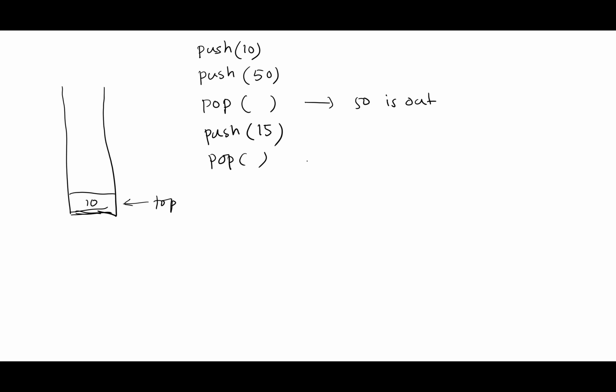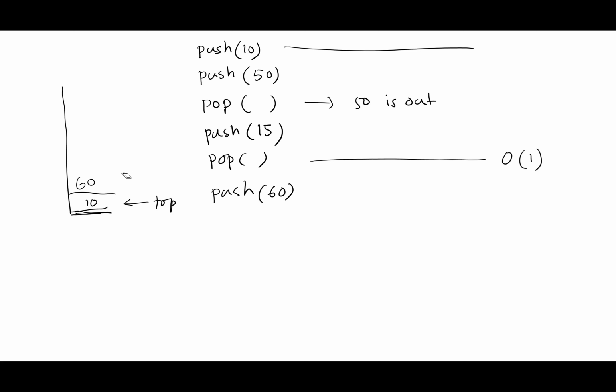And as you can see, the pop operation directly goes to the top and removes the object. So this is a constant time operation, order of 1. Push is also easy. Whenever you are doing a push, say you are pushing another thing, 60, it directly goes, it knows where it wants to push. So this is also a constant time operation. You don't have to iterate through the elements to push or put some item in the stack.